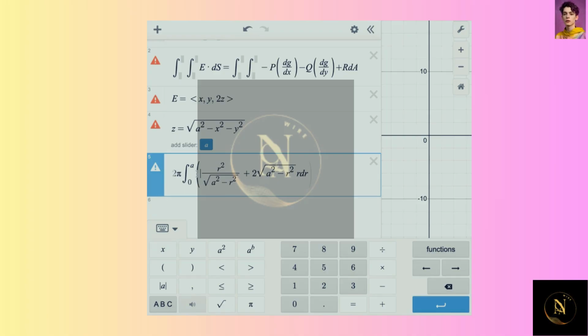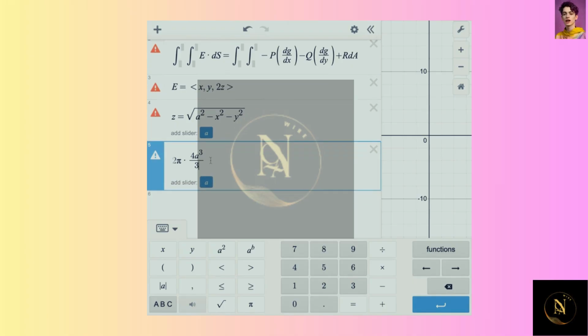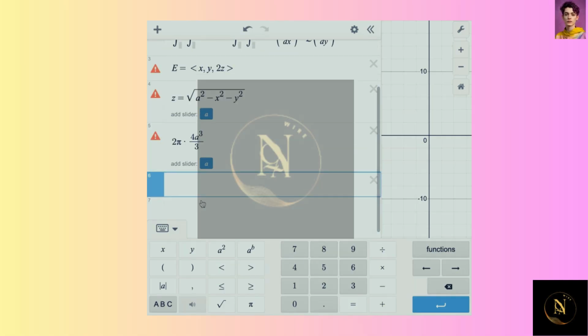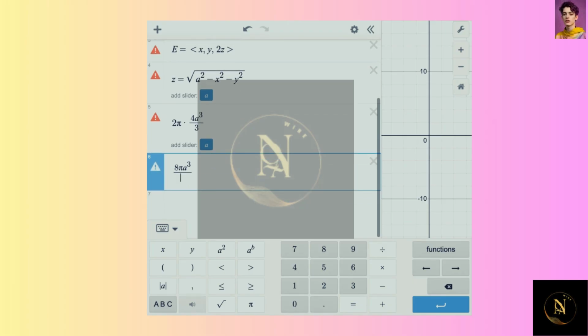Putting parentheses around this, we have a clearer answer, but we do not know what a is, so we can't determine that. Using the substitution method, we simplify this further and determine that this will be 4 pi, or just 4a cubed over 3. When we multiply this, our final answer for this is going to be 8 pi a cubed over 3.